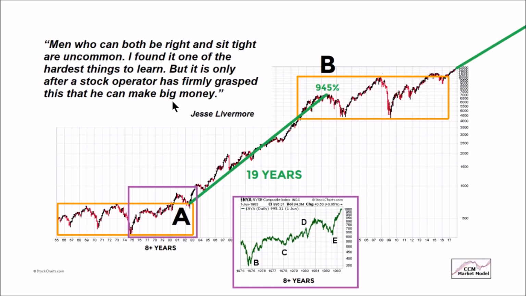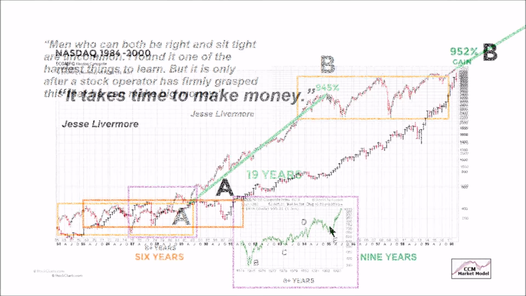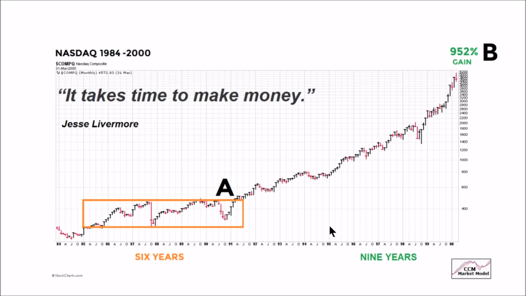And if anyone was unhappy making 945% from point A to point B, then they will never be happy in the markets. This is a big money move. The powerful part of successfully assessing the market's big picture is time. Time is our ally. As Mr. Livermore noted, it takes time to make money.